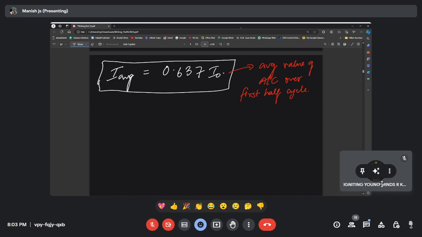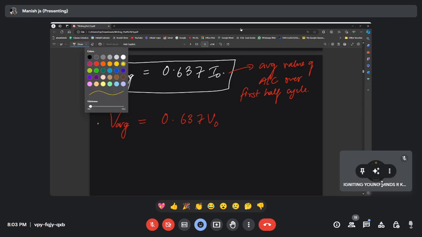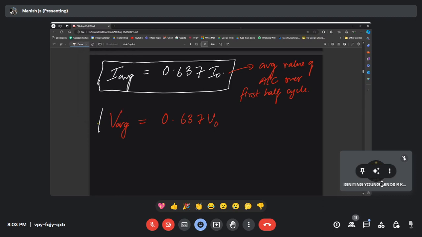Okay, same way, average value of voltage. We will write, instead of I, you will put V average. Okay, V average is equal to again the same thing, 0.637 V naught. That's it. This is how you express the V average, the average value of the AC voltage, again for the first half cycle only. First one is the expression for current, second one is the average expression for voltage.